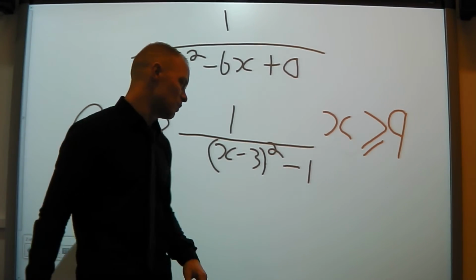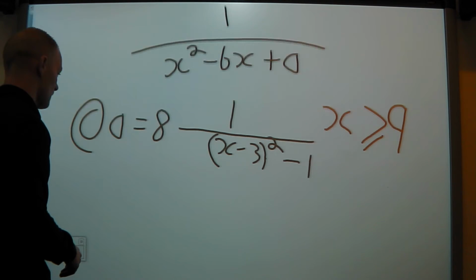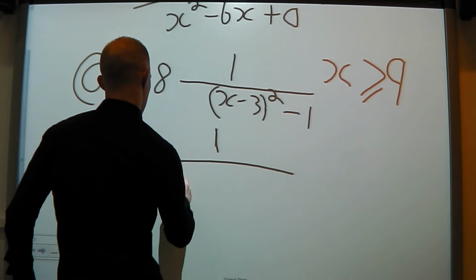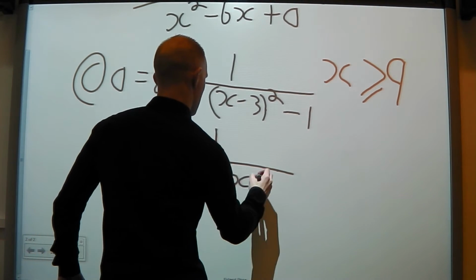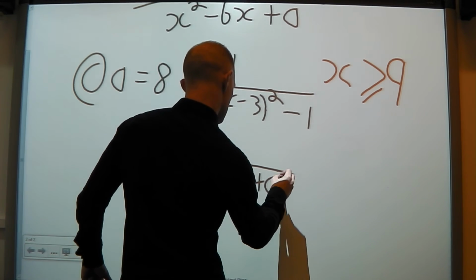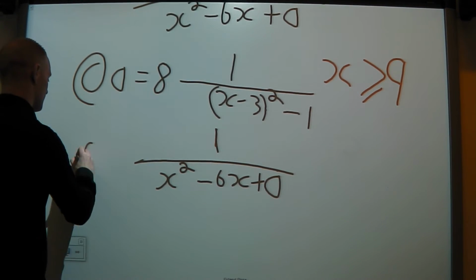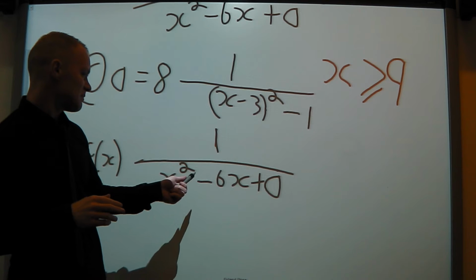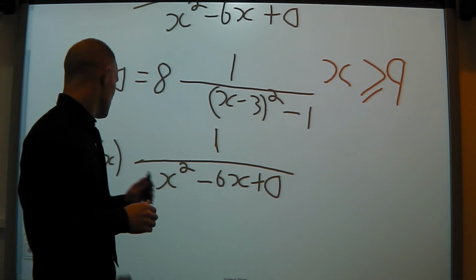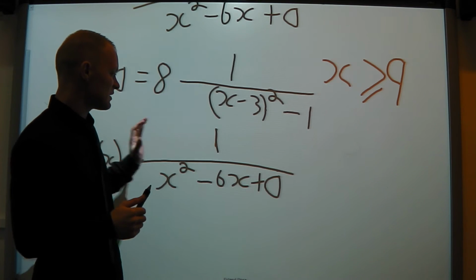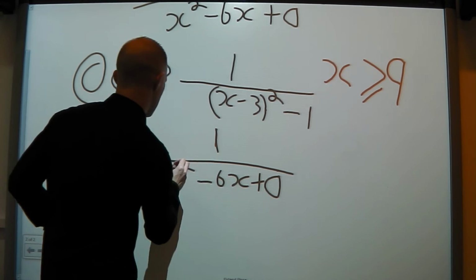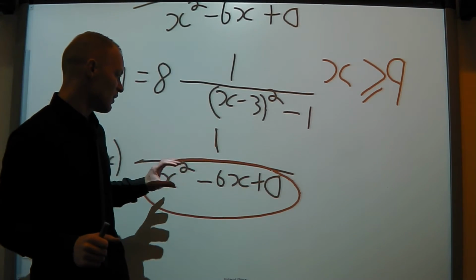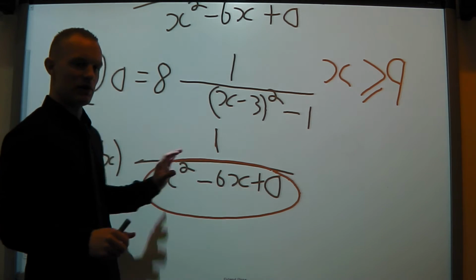Now to make sure that f(x) is less than 1, we have 1 all over x squared minus 6x plus a. Remember, looking back at the other part of the question, this part here had to be greater than 1. So if f(x) is less than 1, this denominator here has to be greater than 1. So we have to find the values for a for which the denominator is greater than 1.